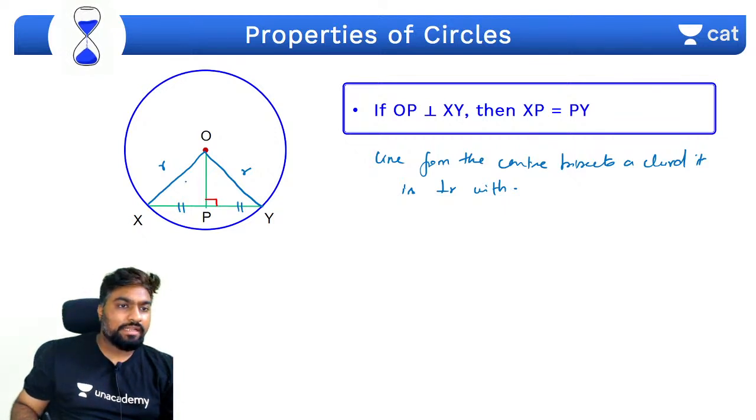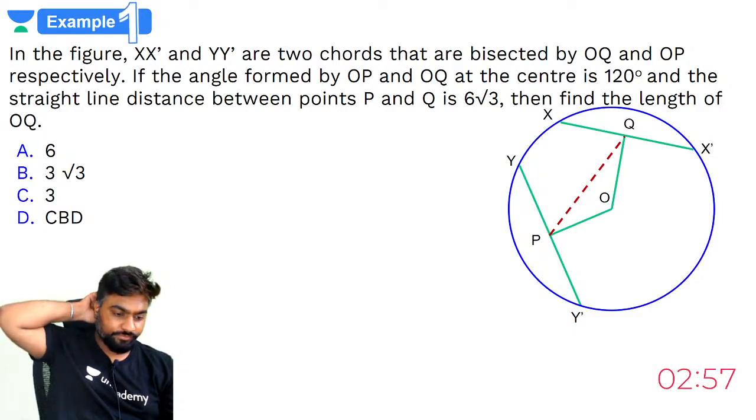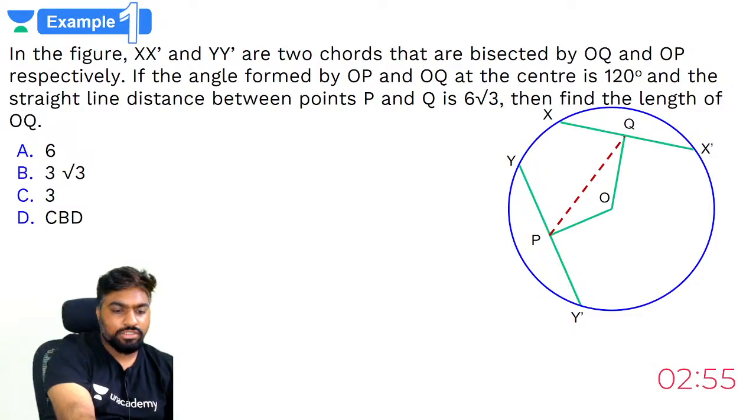So you can say that triangles OXP and OPY are congruent. Once they are congruent, you know that XP and PY will be equal. Try this question. Go ahead, give this a shot.